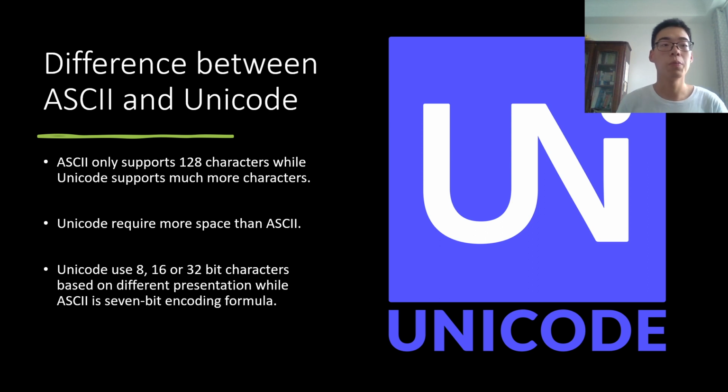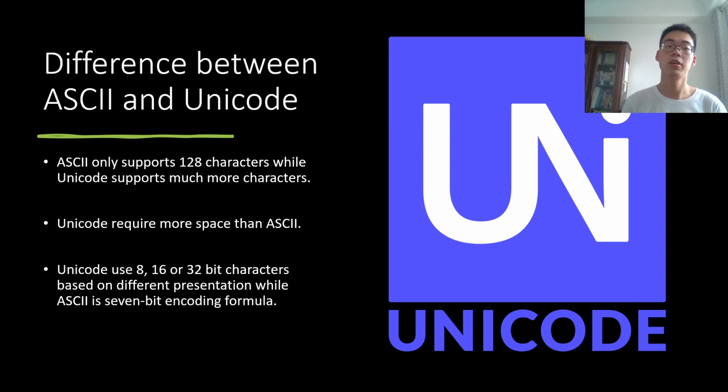Well, the difference between ASCII and Unicode: ASCII only supports 128 characters, while Unicode supports many more characters, which we have seen before, covering most languages in the world. So ASCII supports limited languages, Unicode supports more languages.